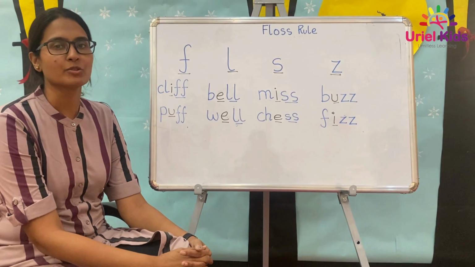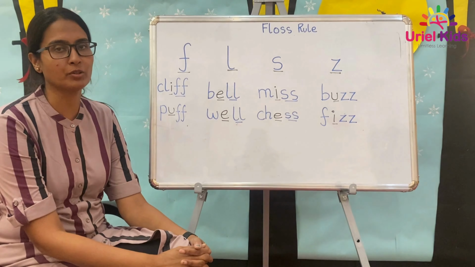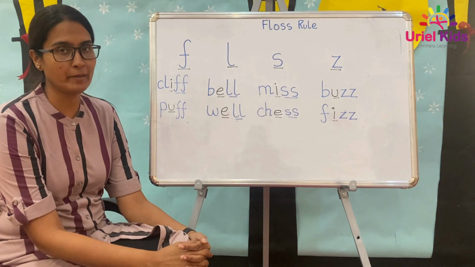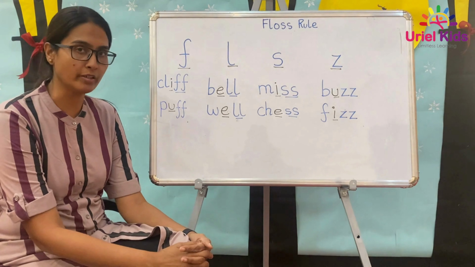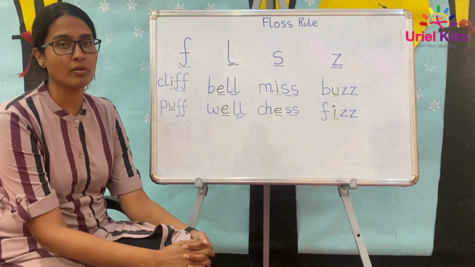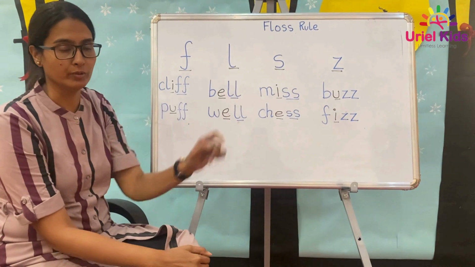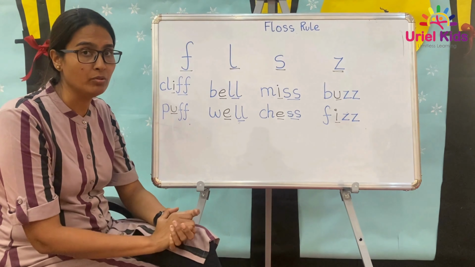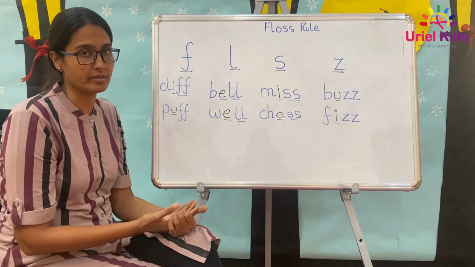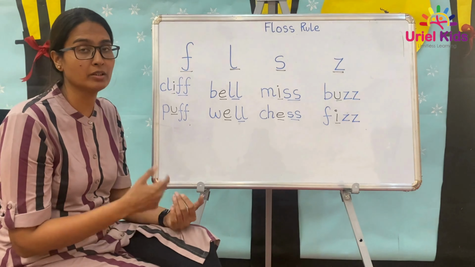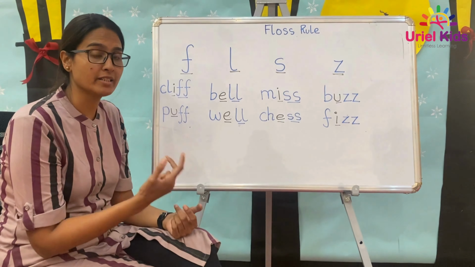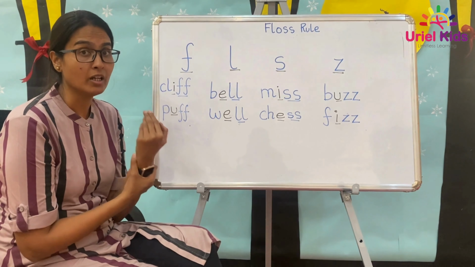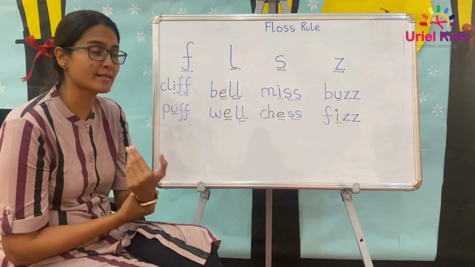Very nice. So in this video, we are going to learn about the concept named Floss Rule. It's a spelling rule. What is it called? It's called Floss Rule. So how do we remember what the Floss Rule is all about? It is about doubling the consonants, or writing the consonant 2 times whenever you hear a short vowel sound.